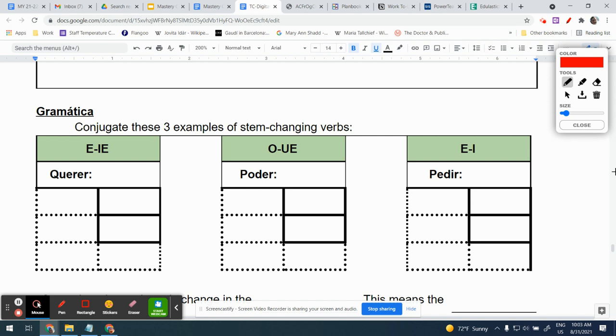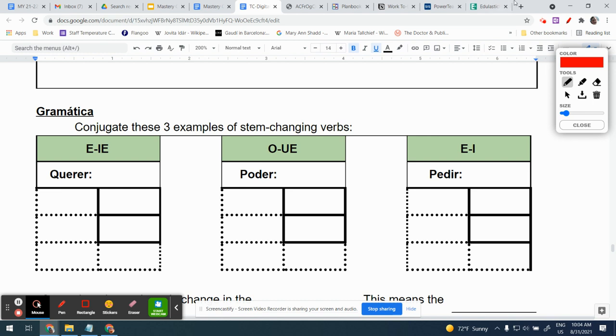Most verbs, we just drop the AR, drop the ER, drop the IR, and we add endings. We also have a handful of irregulars, things like ser and estar, where we just memorize a chart. But there's a group of verbs that fits into a special category called stem changing verbs.